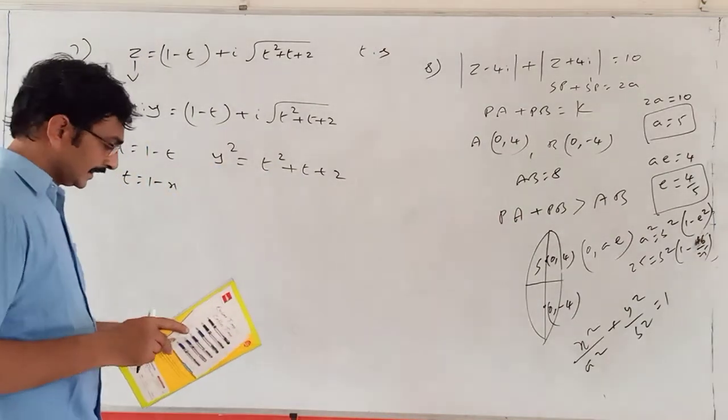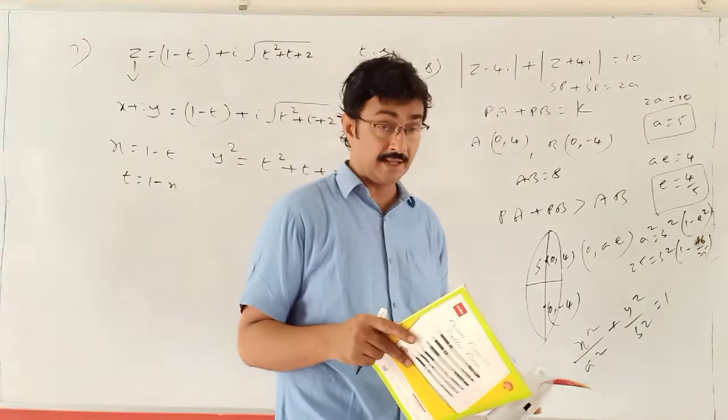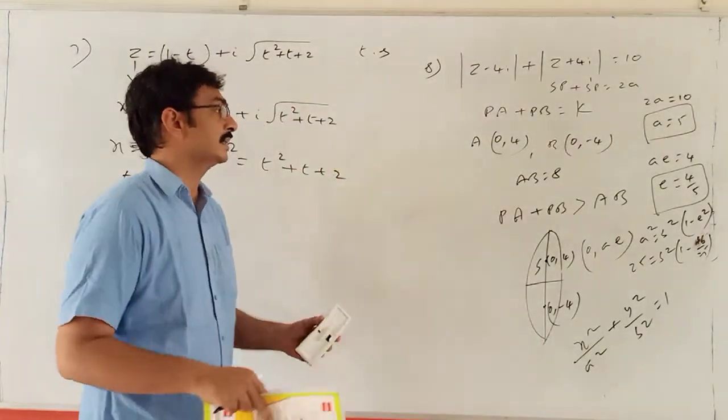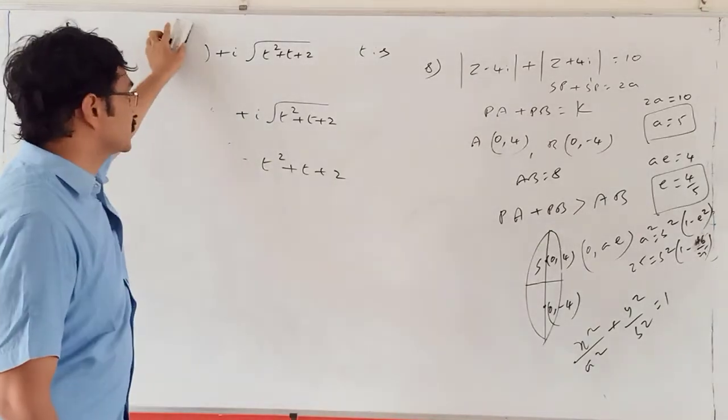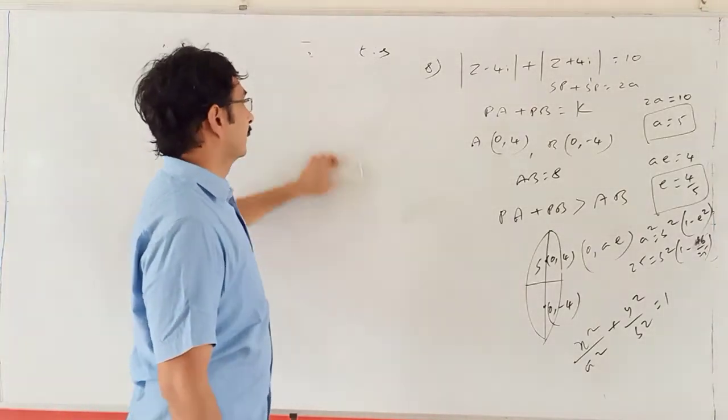Here, the question asks only for the name of the locus. The name of the locus is clearly an ellipse because PA plus PB is greater than AB.